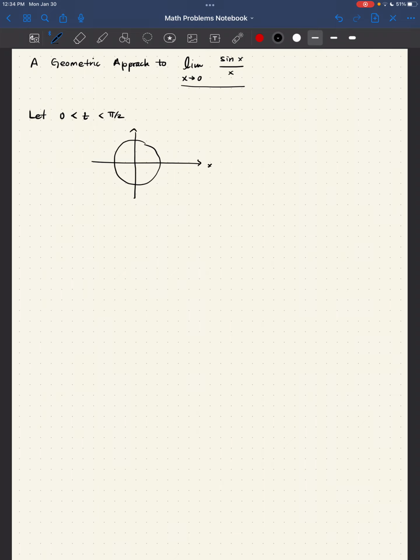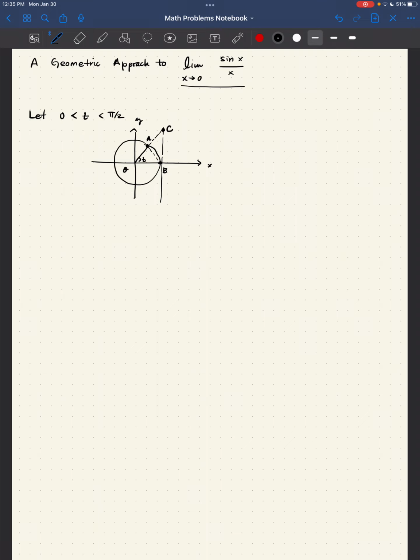So I have here x, y, and then here the angle t. And now a few designated points. So I have the origin, I have B, this point, I have A, and I'm going to do the following. Across B, I'm going to draw a tangent line. And I'm going to extend this radius until it touches this line. So I call this C.